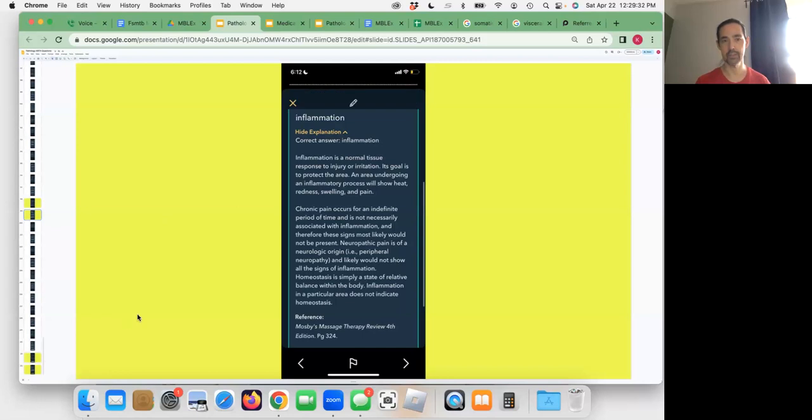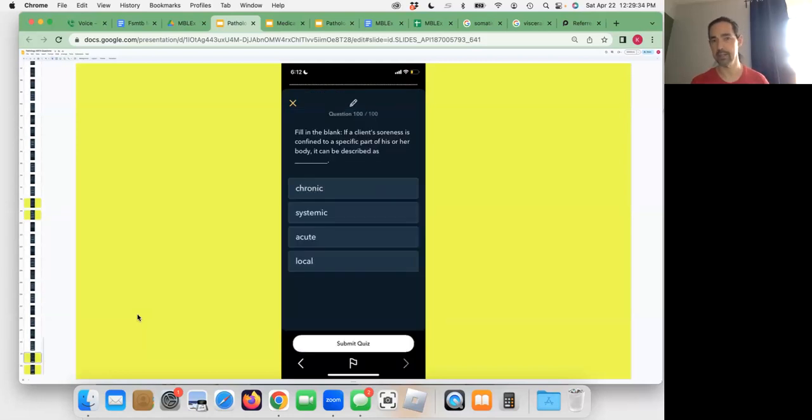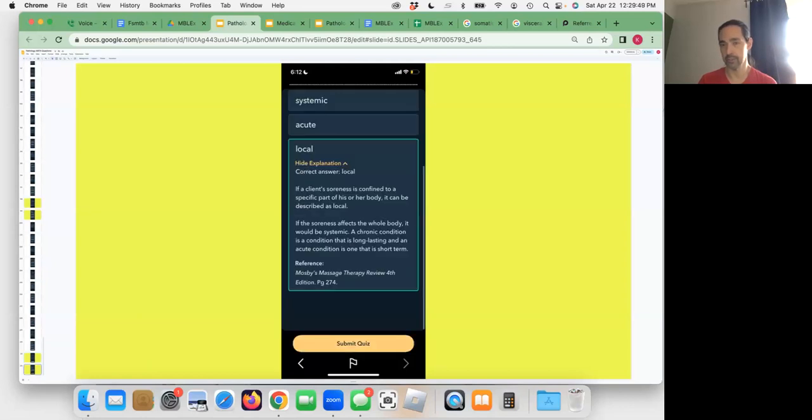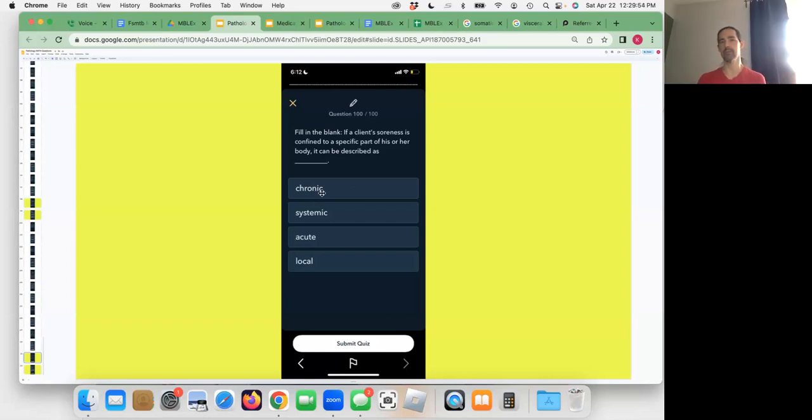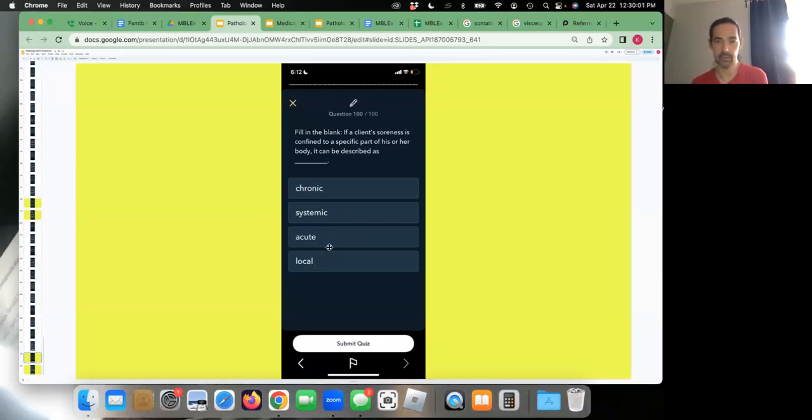And then here's another one, which is if a client's soreness is confined to a specific part of his or her body, it can be described as what? Chronic, systemic, acute, or local? And the answer is local. Acute and chronic have to do with the length of time; local and systemic have to do with the location.